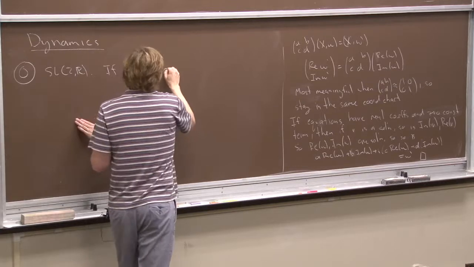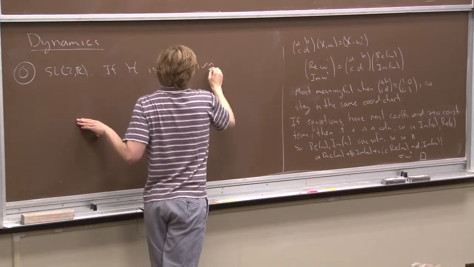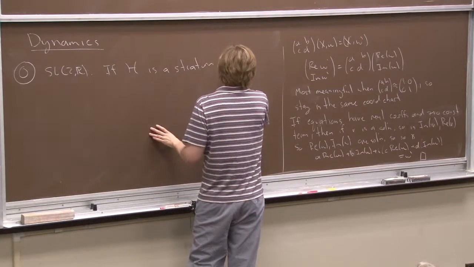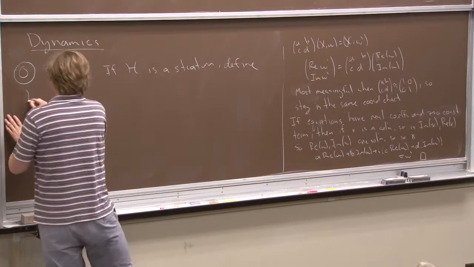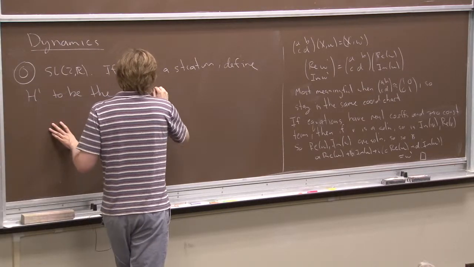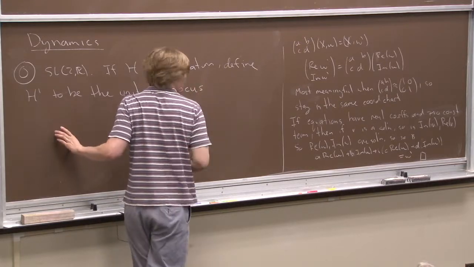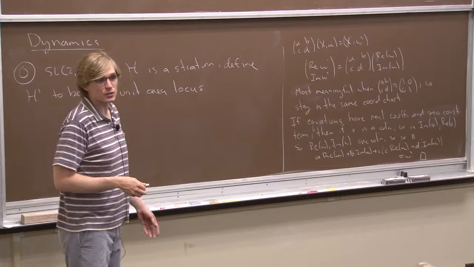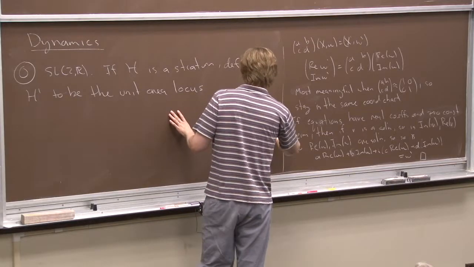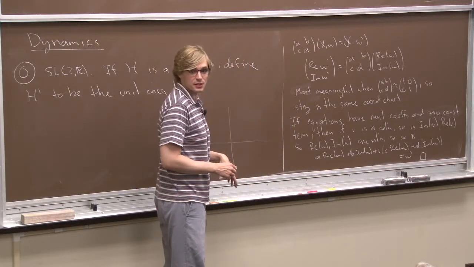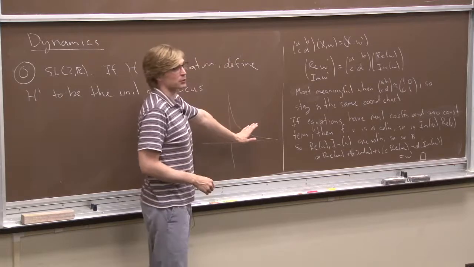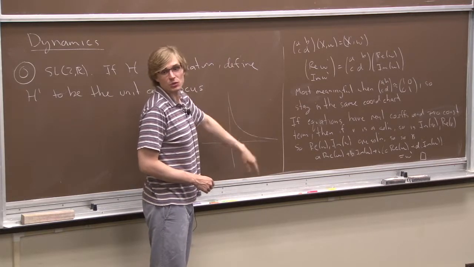If H is a stratum, a locus of all the translation surfaces with the same genus and cone angles, define H1 to be the unit area locus. These are just the unit area translation surfaces. You could compute the area of a translation surface in terms of the coordinates. The unit area locus looks a little bit like a hyperboloid, in local coordinates.